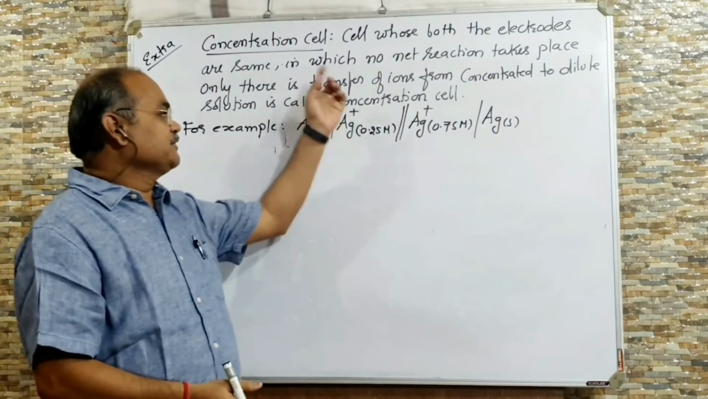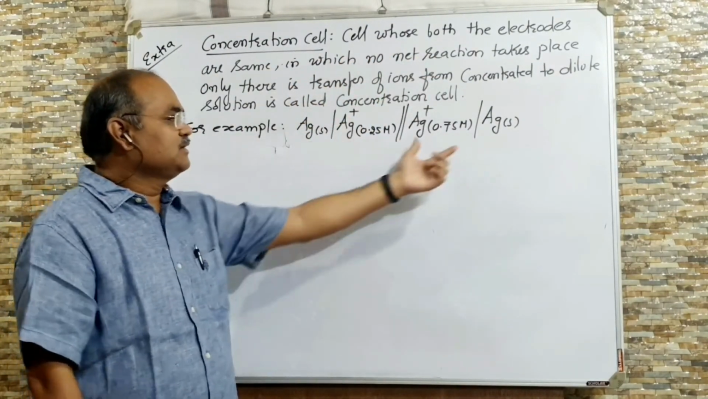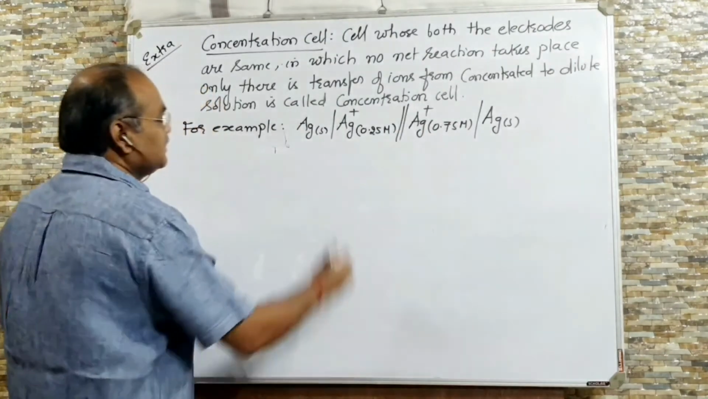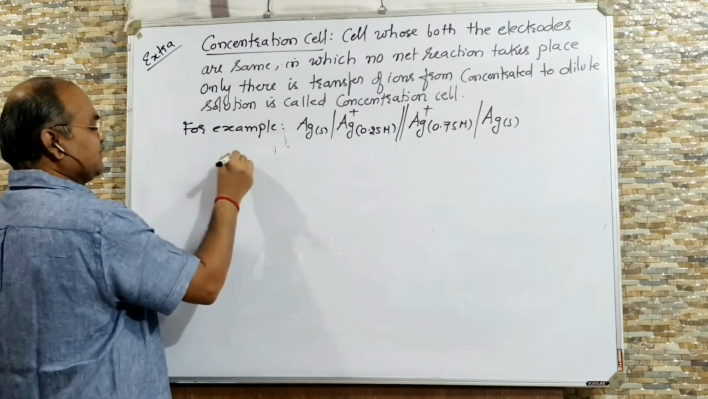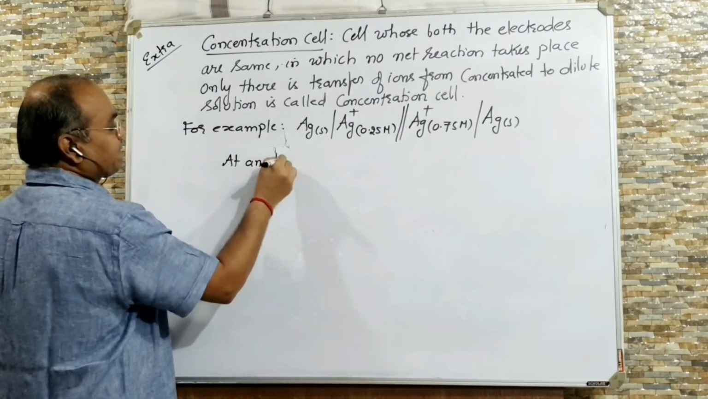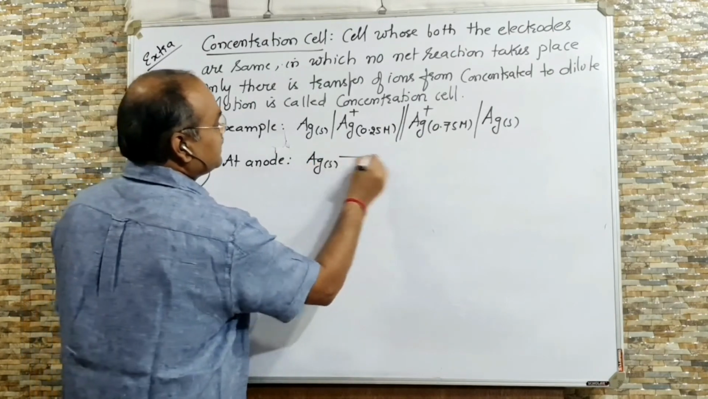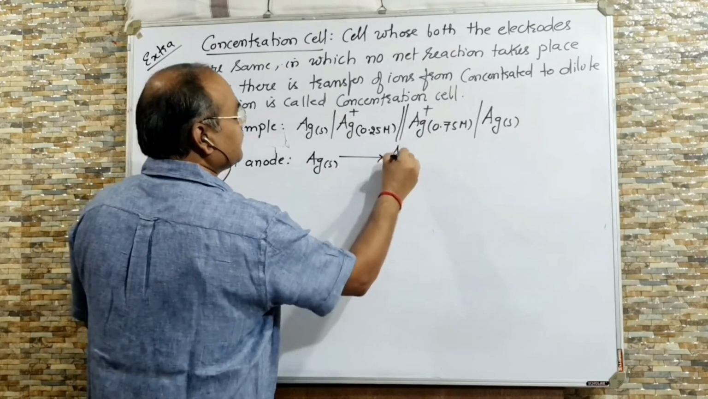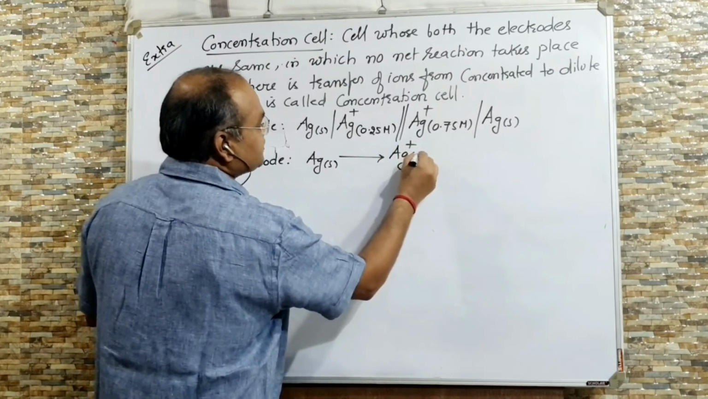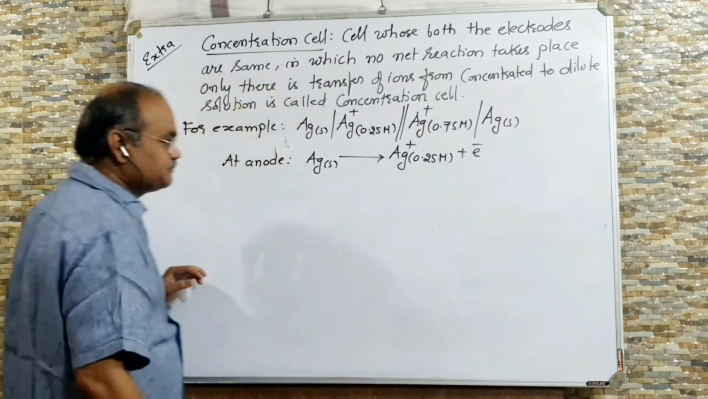Now look at this definition. Cell whose both the electrodes are same. Yes, anode is silver, cathode is also silver. Let us see now further, in which no net reaction takes place. At anode, which reaction will take place? Silver solid. At anode, oxidation takes place. So silver will give you Ag plus 0.25 molar plus electron.